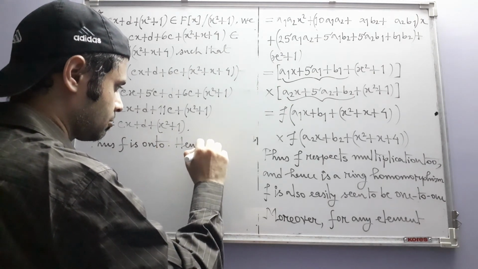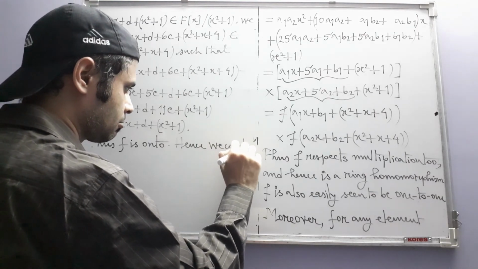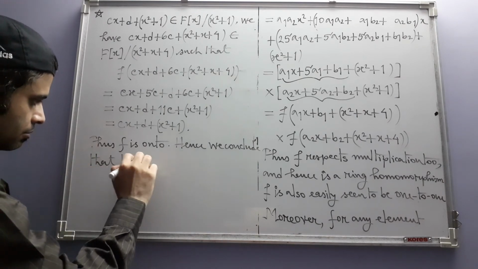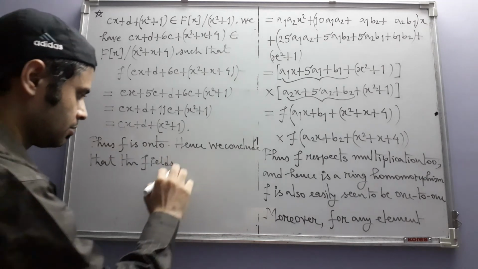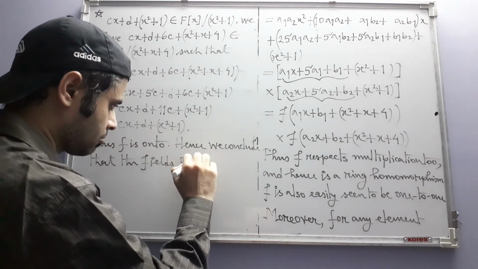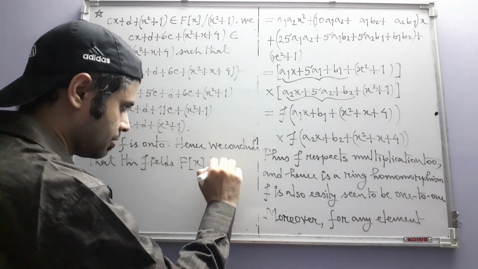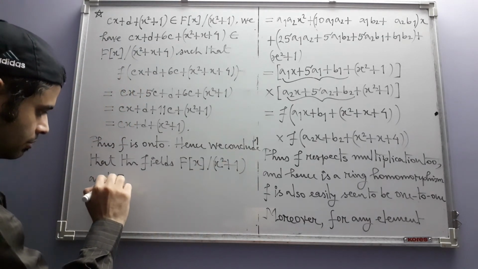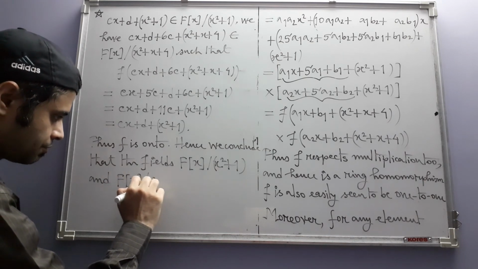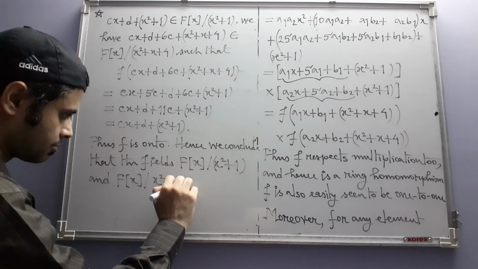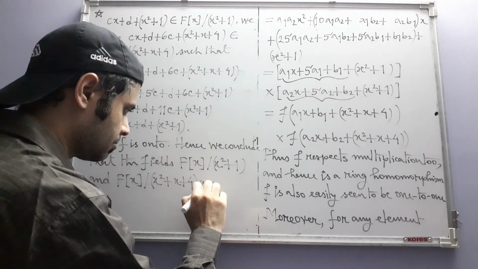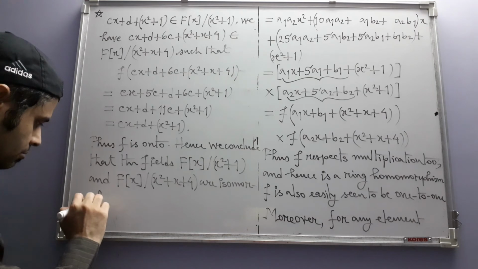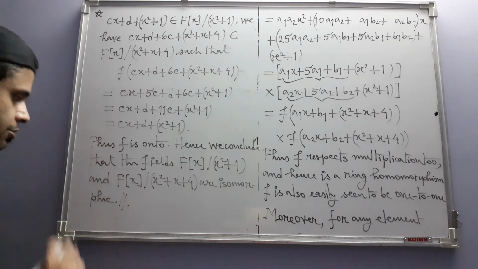Hence, we conclude that the fields fx divided by x square plus 1 and fx by x square plus x plus 4 are isomorphic. And here the solution ends.